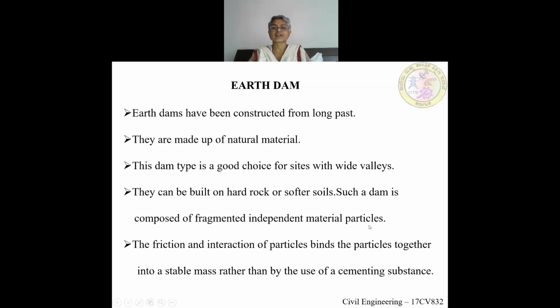Such a dam is composed of fragmented, independent material particles. It is not like a concrete dam where everything is homogeneous. Here they are fragmented, independent material particles. The friction and interaction of the particles bind the particles together into a stable mass rather than by use of cementing substance. So no cementing substance is used. Because of this friction and interaction, they bind together.